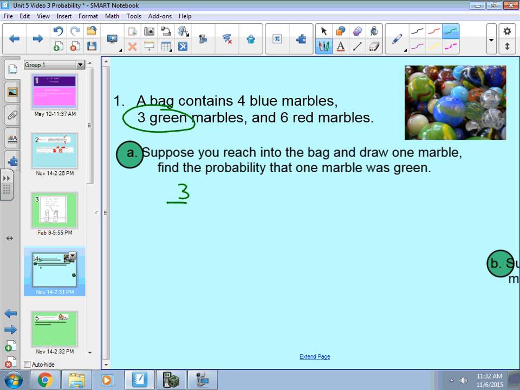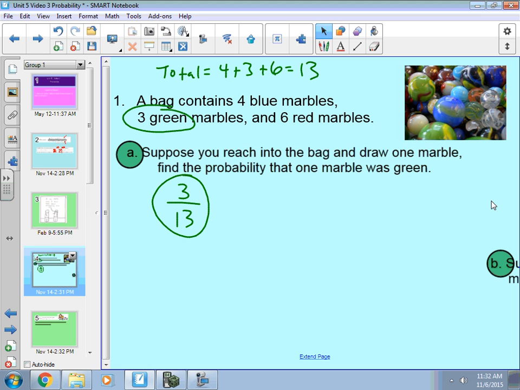This is going to be over the total number of outcomes. So to figure out the total, we need to then total up all the marbles in this bag. So we got 4 plus 3 plus 6, that's a total of 13. So the probability here would be 3 out of 13 would be your probability.